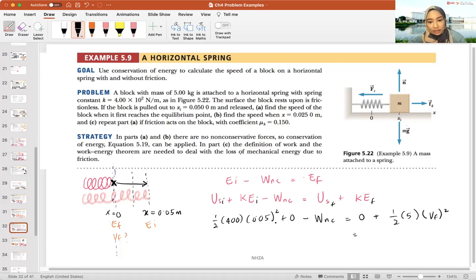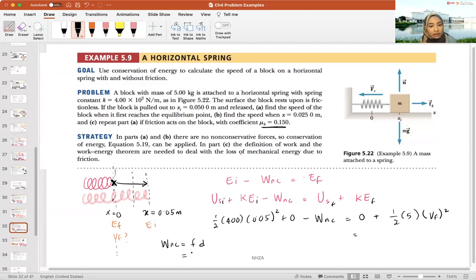Okay, so 1/2 KX squared plus 0 minus W NC equals to 0 plus 1/2 M V final squared. Okay, so we don't know what is our V final. What information do we have? We have this guy. What about our W NC? We need to talk about our W NC here. So W NC equals to friction times distance. What is my friction and what is my distance? Oh my God, kita tak discuss lagi ni. Okay, friction and distance. What is my friction here?